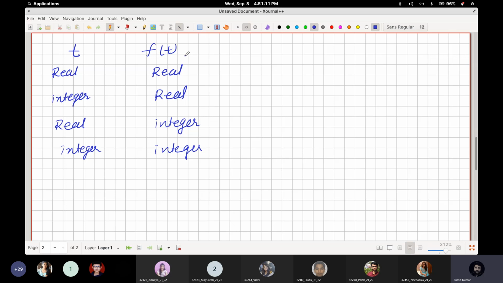Okay. So if you have real time as well as f of t real, this kind of signal is called a continuous time, continuous value signal. So this is your independent variable and we generally denote it by time. And this is the range that we are going to call the value. So this will be called continuous time, continuous value signal.